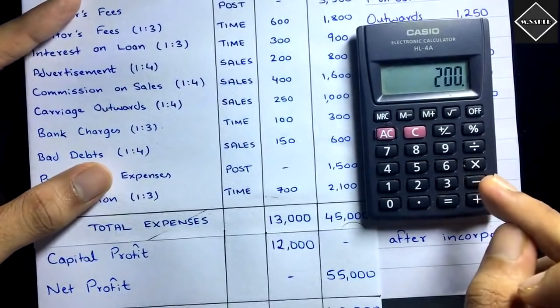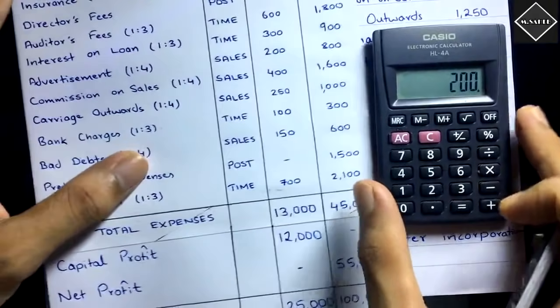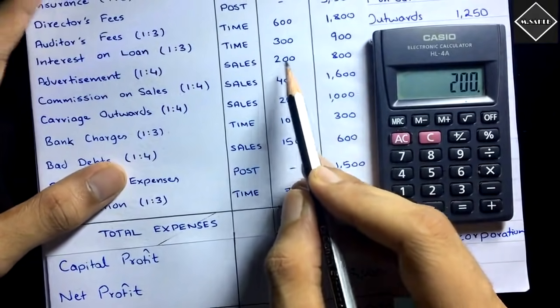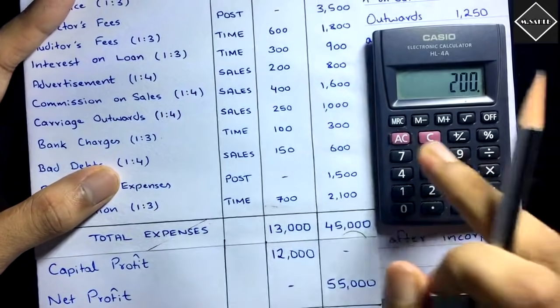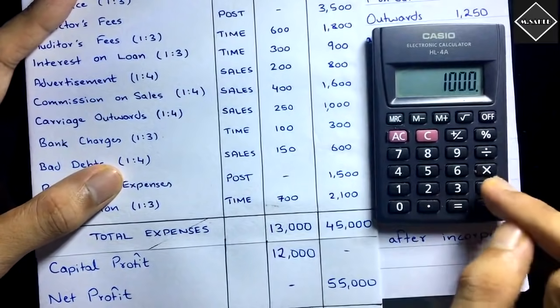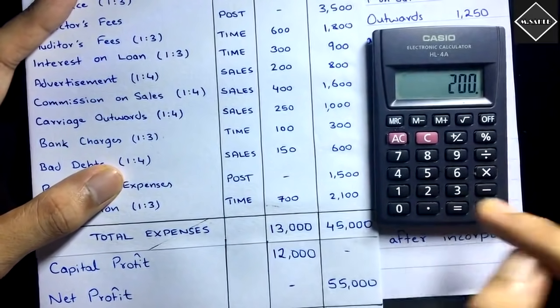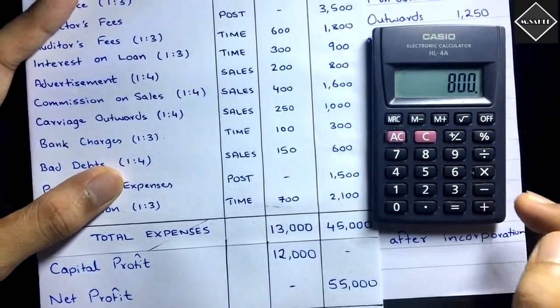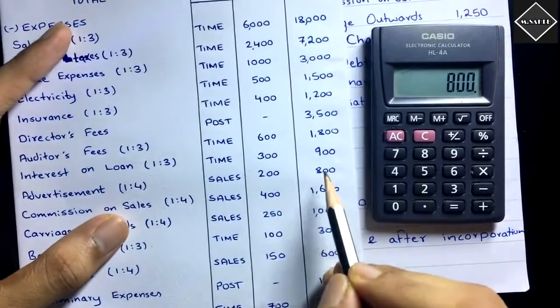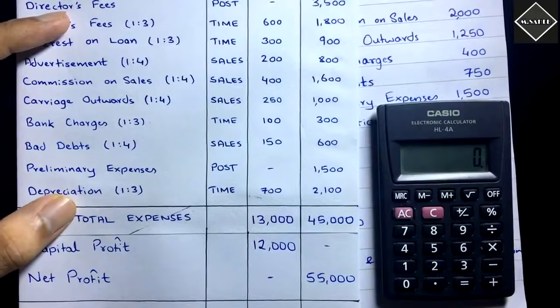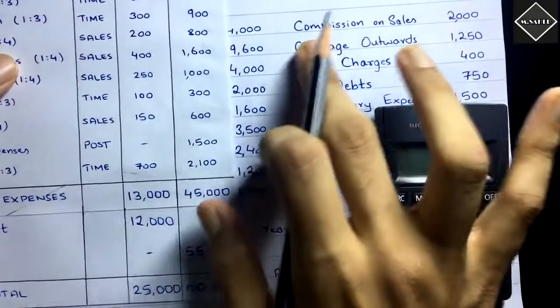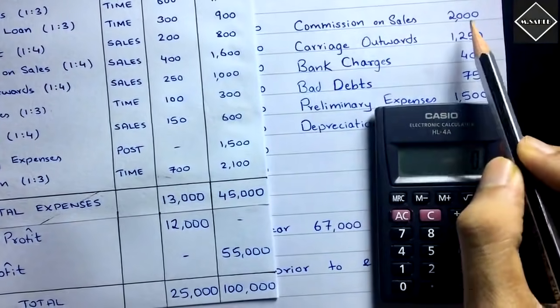So 200. Okay, so we got 200 in the pre-column, and then the remaining out of 1000, that is 800, will go to the post column. Simple, right? See, 1000 minus 200, you get 800 as the post figure. Fine. So we have got the advertisement post, and then we have commission on sales. You see, commission on sales 2000, right?